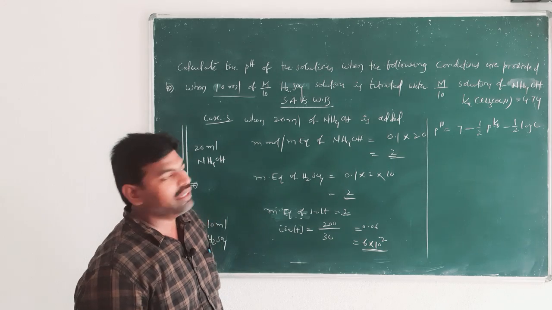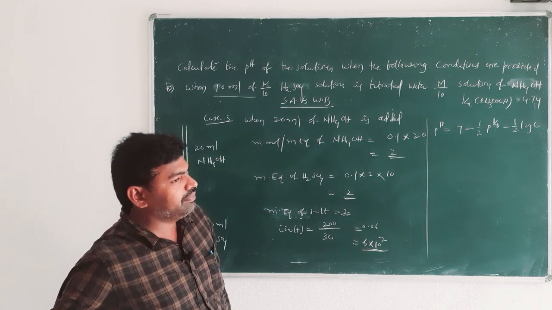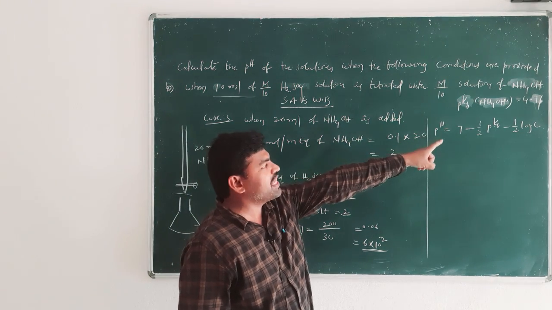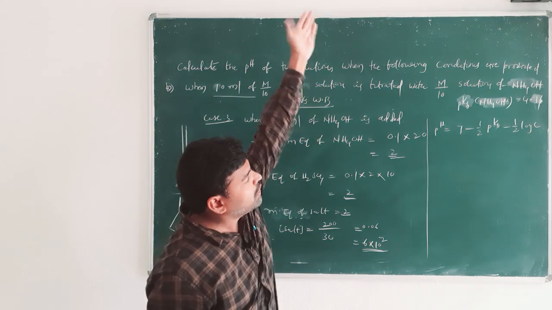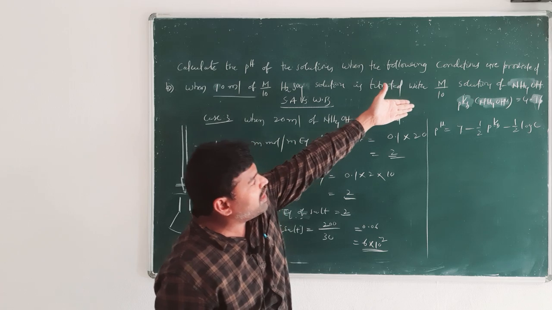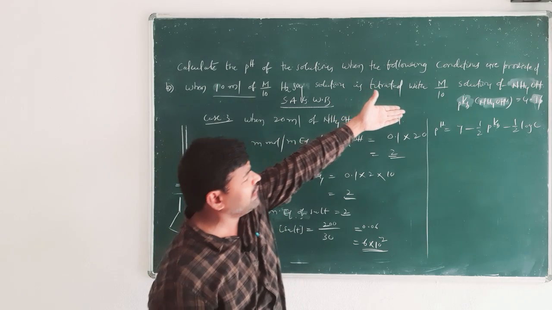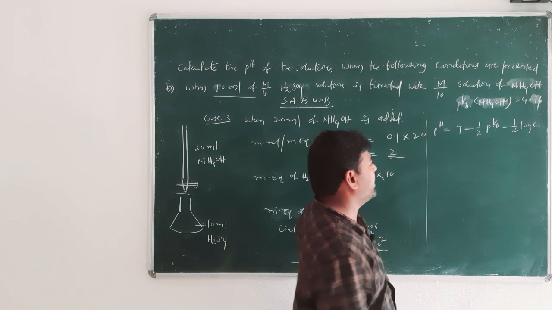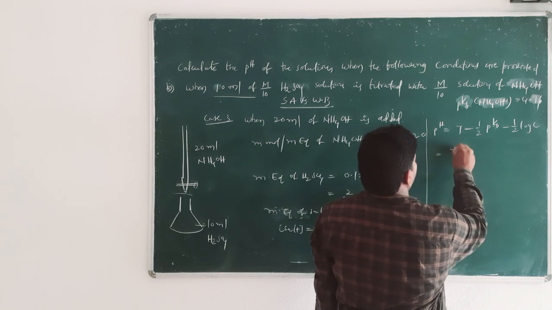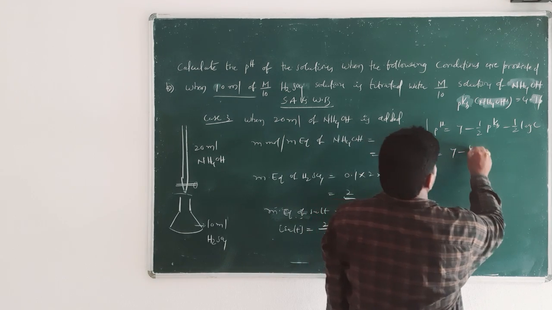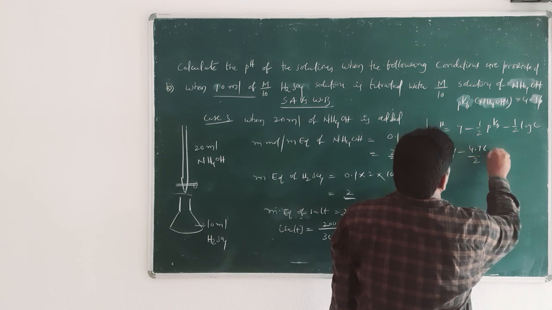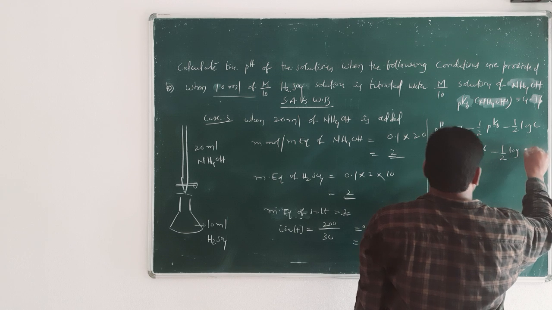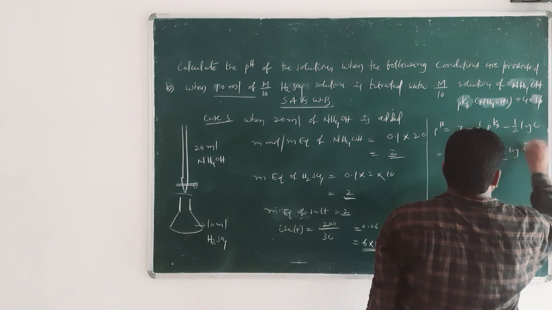Okay. So, pH is 7 minus half pKb minus half log C. I could not provide the pKb value earlier, but now I provide the pKb value of ammonium hydroxide. So, that is 7 minus 4.76 by 2 minus half log C, where C is 6 into 10 power minus 2.